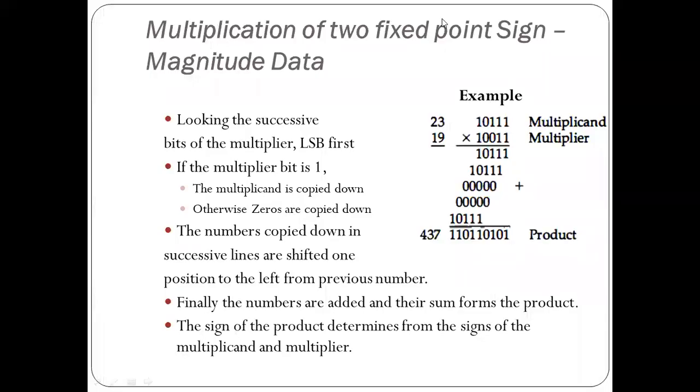Multiplication of two fixed point sign magnitude data. This is the example we have seen, 23 and 19. These are the magnitudes, these are the corresponding values, the partial products, and the final product. Looking at the successive bits of the multiplier, LSB first: if the multiplier bit is 1, the multiplicand is copied down, otherwise zeros are copied down. The numbers copied down in successive lines are shifted 1 bit position to the left from the previous number. Finally, the numbers are added and their sum forms the product.